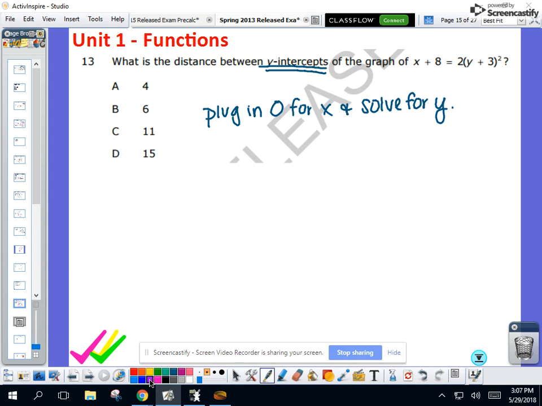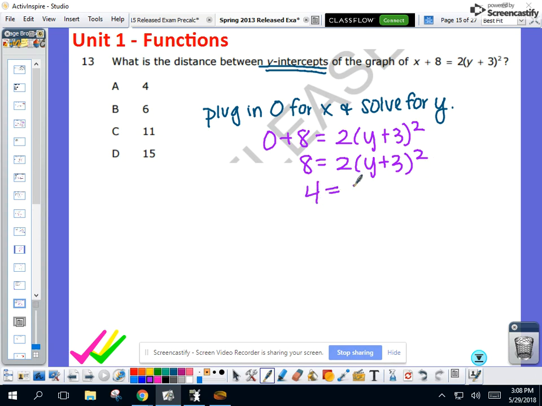When I plug in 0 for x for this original equation, 0 plus 8 on the left is equal to 2 times y plus 3 squared. So over on the left, we just have 8 is equal to 2 multiplied by y plus 3 squared. Divide both sides by 2. 4 is equal to y plus 3 squared. And now we square root both sides.